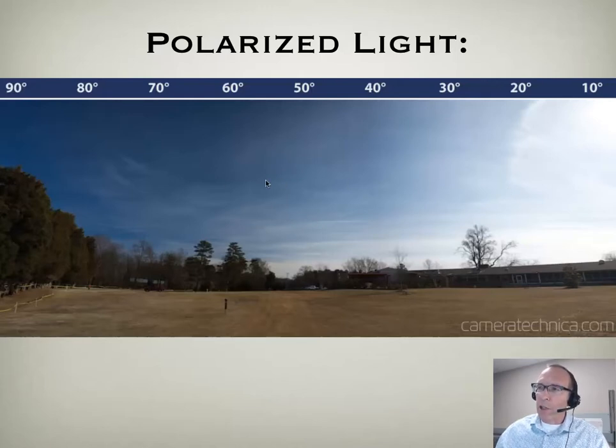But as we start getting further away from the sun, and the left-hand side of the photo is showing us 90 degrees from the sun, you can see that the sky is starting to get very dark. So the polarizing filter is having a much greater effect because most of that light is polarized.